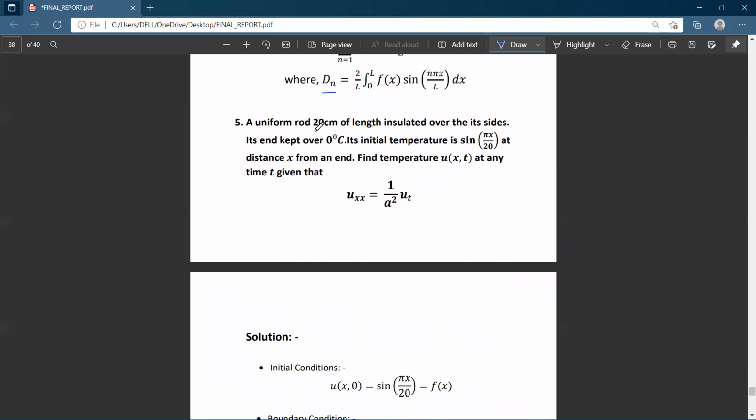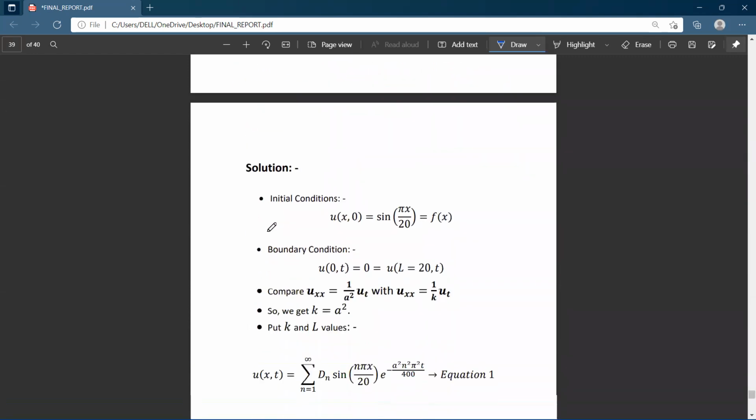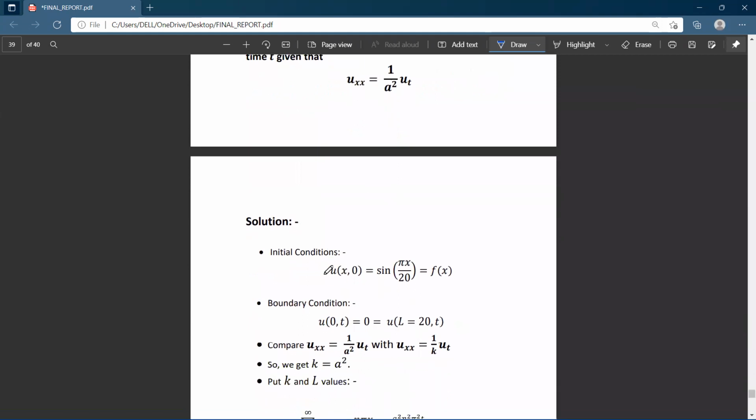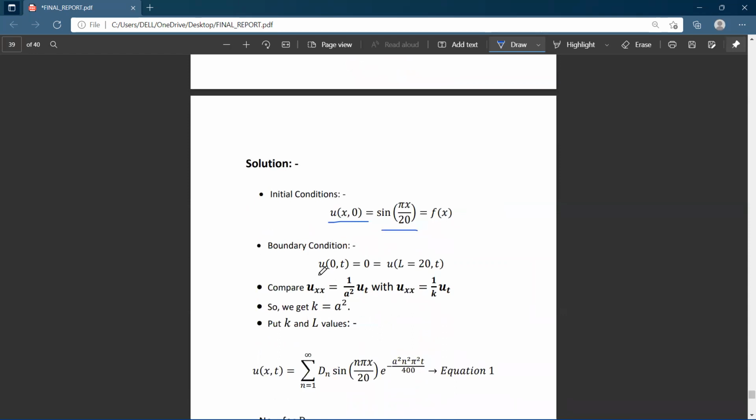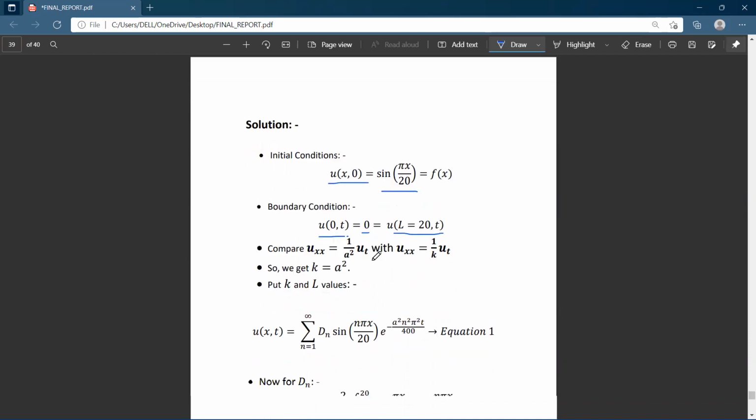Now the problem: a uniform rod of 20 centimeters, insulated over its side, has its ends kept at 0 degrees Celsius, and its temperature is sin(pi x/20) at distance x from the end. Find the temperature u(x,t) at time t, given that u_xx = (1/a squared) u_t. Now this is the solution part. Firstly, the initial condition is u(x,0) = f(x), and the boundary conditions are u(0,t) = 0 and u(20,t) = 0.